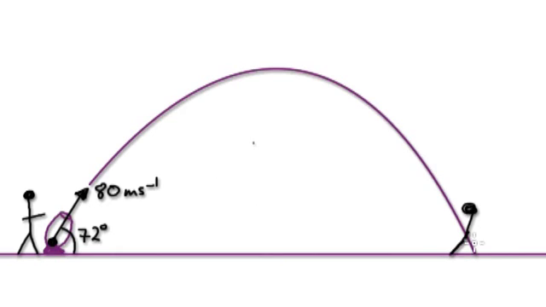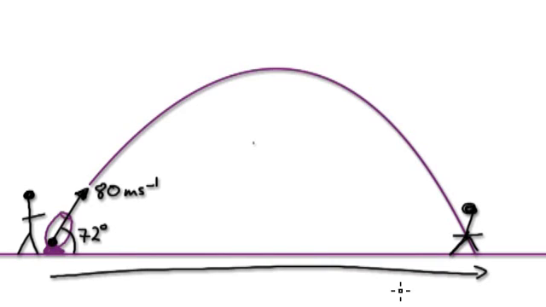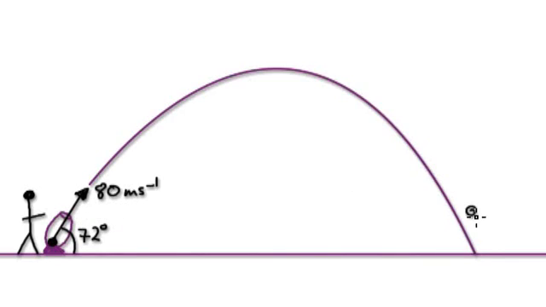So here, your enemy is standing here. The enemy is 500 meters away from you. You're going to fire a cannonball 80 meters per second at an angle of 72. The question is, will you be able to hit your enemy?